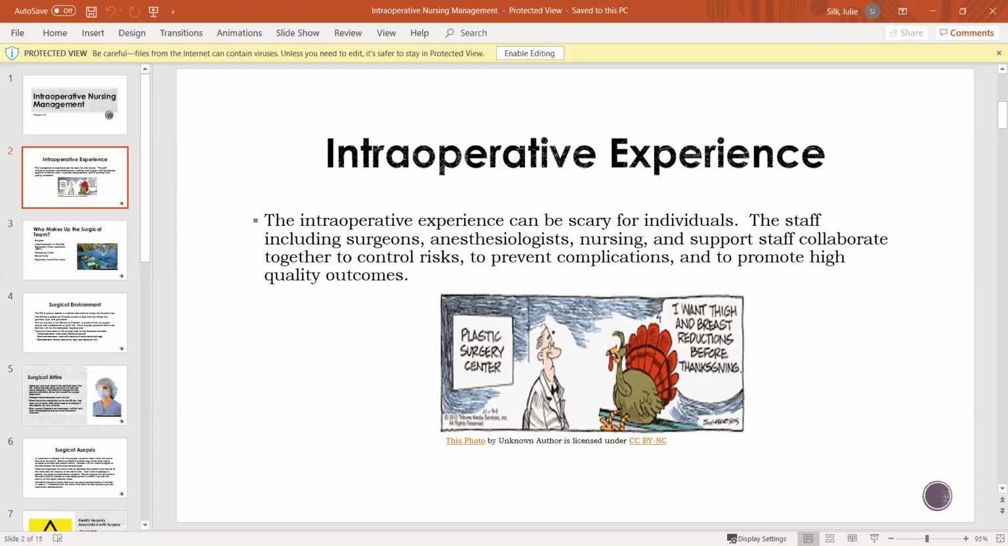There's all kinds of people in there, and people collaborate together to make sure they take good care of that person. We want to get high quality outcomes for the person who is having surgery. There could be a surgeon, an anesthesiologist, a few different nurses, some support staff, and residents and medical students observing the surgery. There's a ton of people that can be in there, so it's very anxiety provoking for people to go to the operating room.